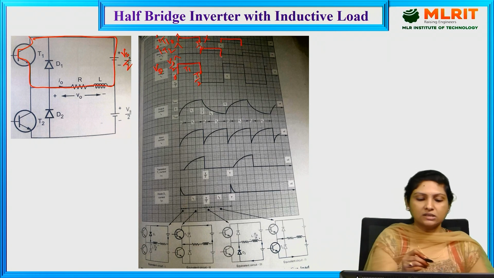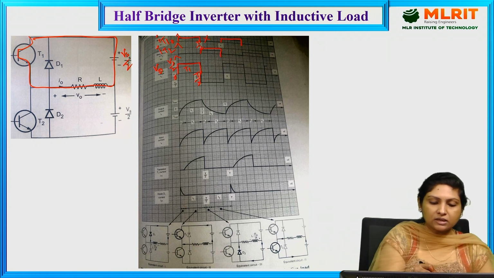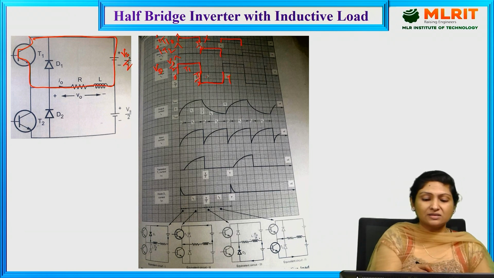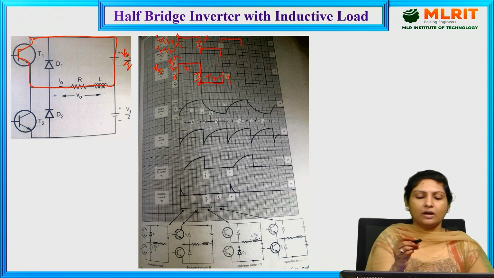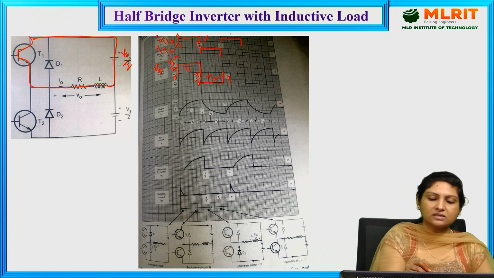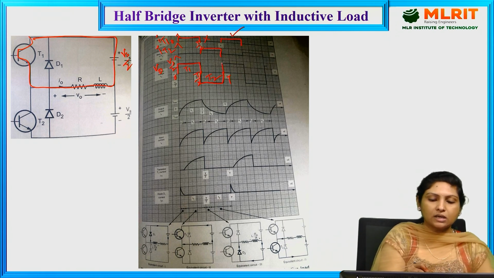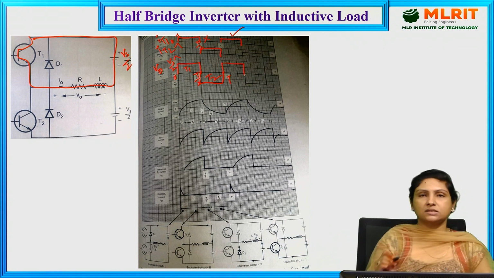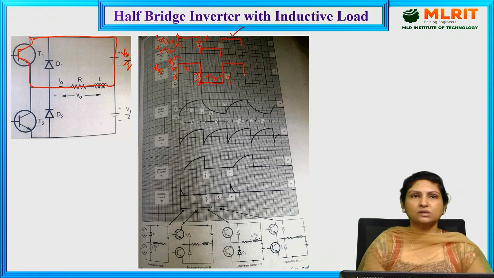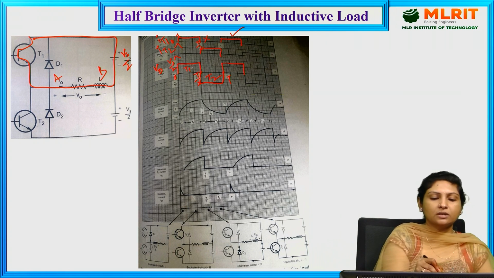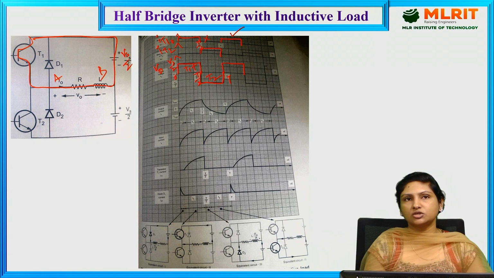So that is the reason transistor 2 is conducting right from this instant T by 2 to the instant T. So now transistor 2 is conducting. And again at this instant transistor 1 base drive is provided, so transistor 1 is conducting from T to this instant. And if you see, when transistor 1 is conducting, current is flowing from A to B. So we are getting the positive half cycle of the output voltage.